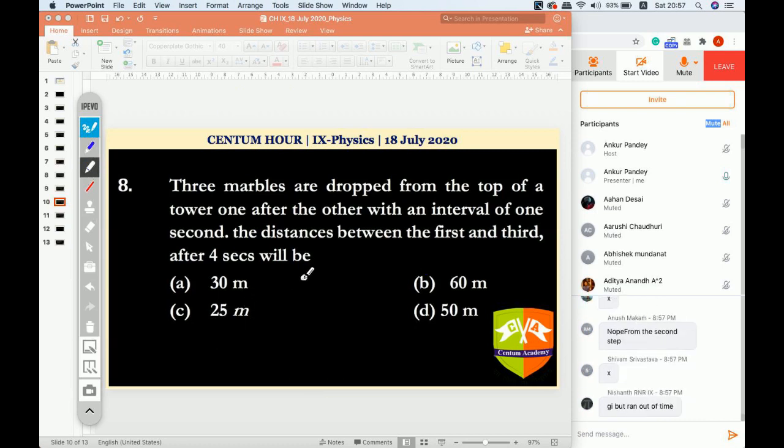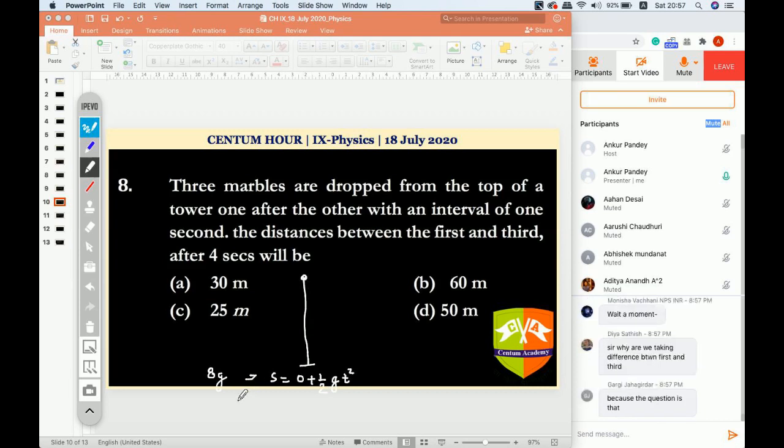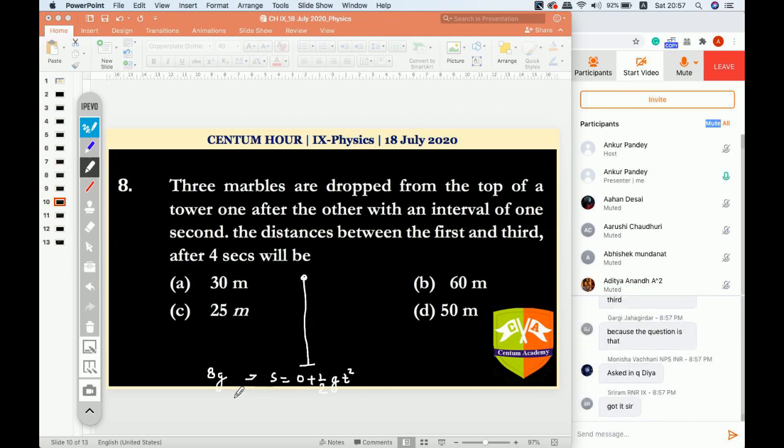See, at t equal to 0, a stone is dropped. After 4 seconds, what will be the displacement covered? Displacement covered will be ut plus half at square. 4 square is 16 and half is 8g. Got it?